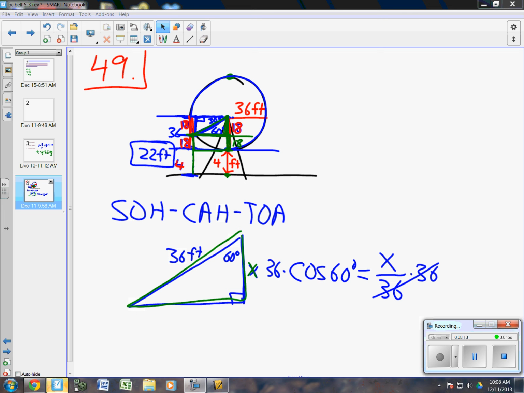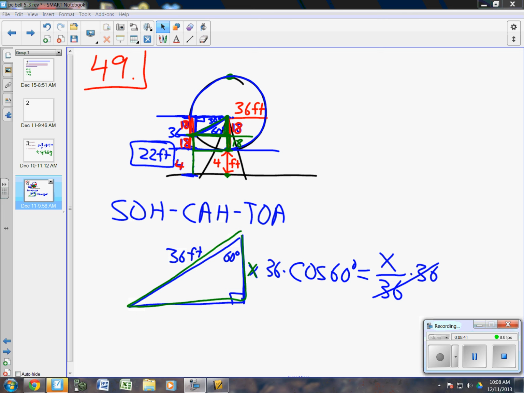Suppose the radius of the Ferris wheel is only 30 feet. How far above the ground is Domingo after the Ferris wheel rotates 300 degrees? Okay, so instead of 36 feet, he's 30 feet. So it's 15 plus 4, which is 19, because it's half, right? Because the 60-degree angle, the cosine is 1/2.